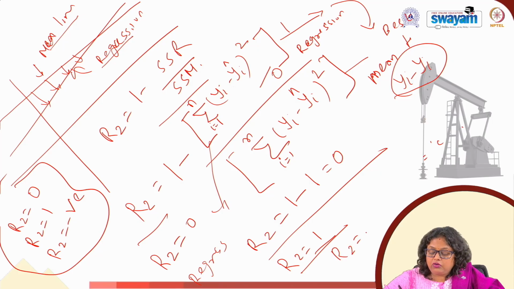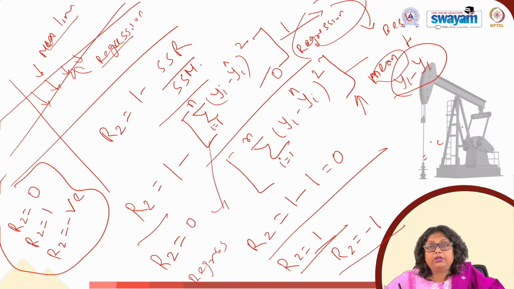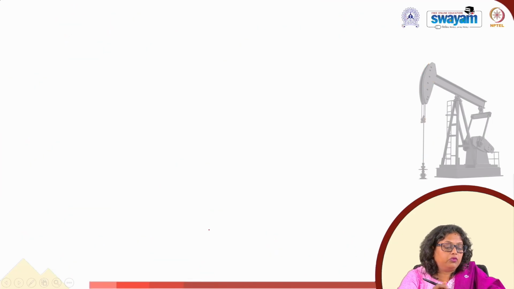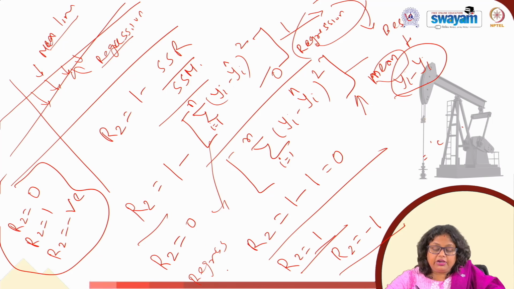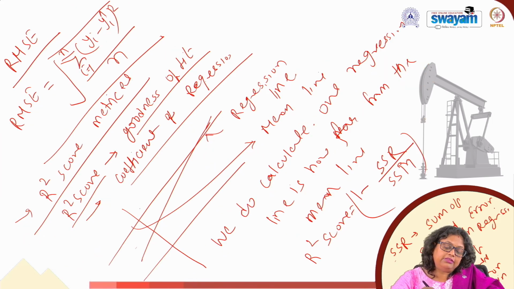Sometimes R2 will be negative. When it is negative, your regression is performing very poorly. So that time it will become negative. So those are a couple of scenarios when we calculate the R2 score. These are the different values of R2 we will have. So what are we calculating in R2? We are calculating how far our regression line is from the mean line.